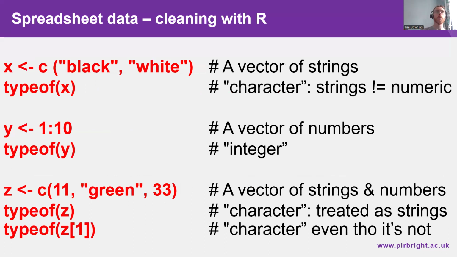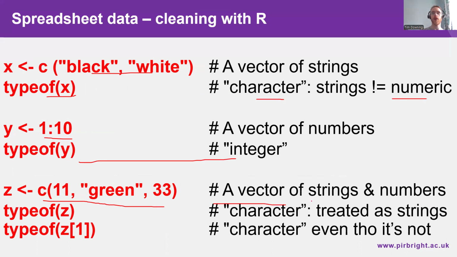If we have, for example, a set of strings here, X is black and white, and you ask for the type of X, it will say that it's a character, which is different from numeric. If we say Y is the numbers from 1 to 10, this will tell us that Y is an integer. If we assign Z the values of 11, green, and 33, this is our wrong approach of mixing strings and numbers, and if we get the type of Z, it'll be a character. And if we get the type of Z for element 1, which refers to the element with the value 11 only, it will still call it a character, because green is a string and therefore everything is assigned as a string.